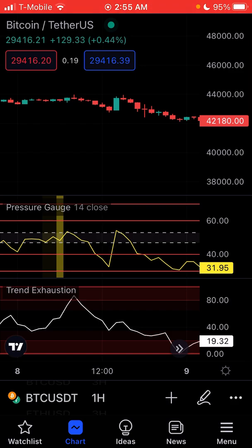Other than that, I am going to spend a couple videos talking about these indicators and how it kind of helps.